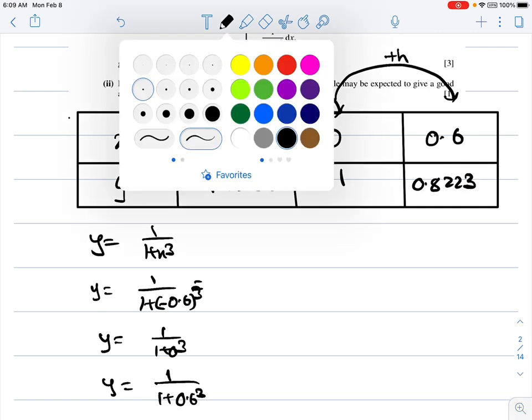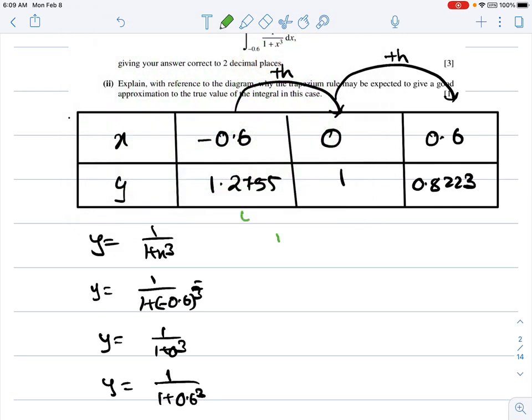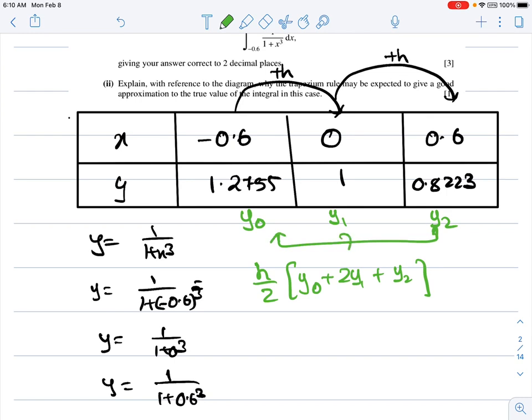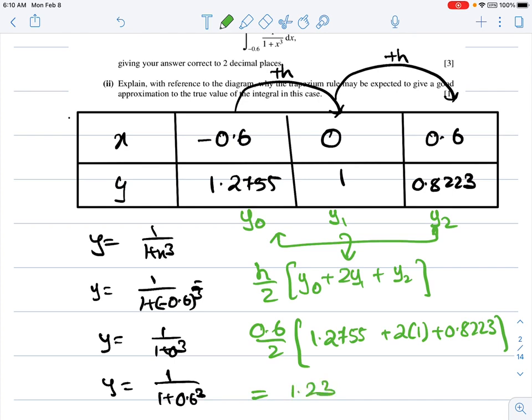Now I have to use the trapezium rule formula, another simple formula. Let this be y0, y1, y2. The formula will be h upon 2 times (y0 plus 2 times y1 plus y2). The first and last terms should be added and the middle term should be multiplied by 2. So h is 0.6 upon 2. The first term is 1.2755 plus 2 times 1 plus 0.8223. When I simplify this, again I'm directly writing the answer. It should be 1.23.